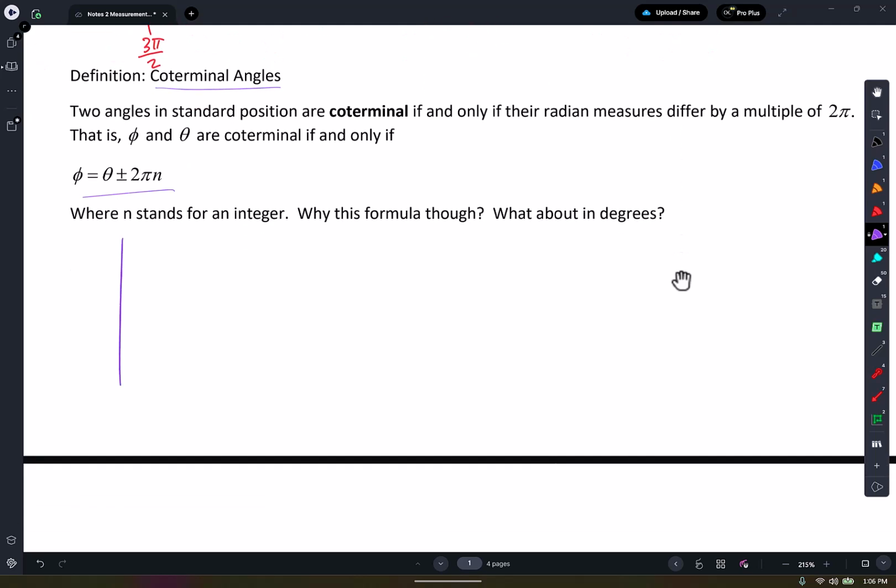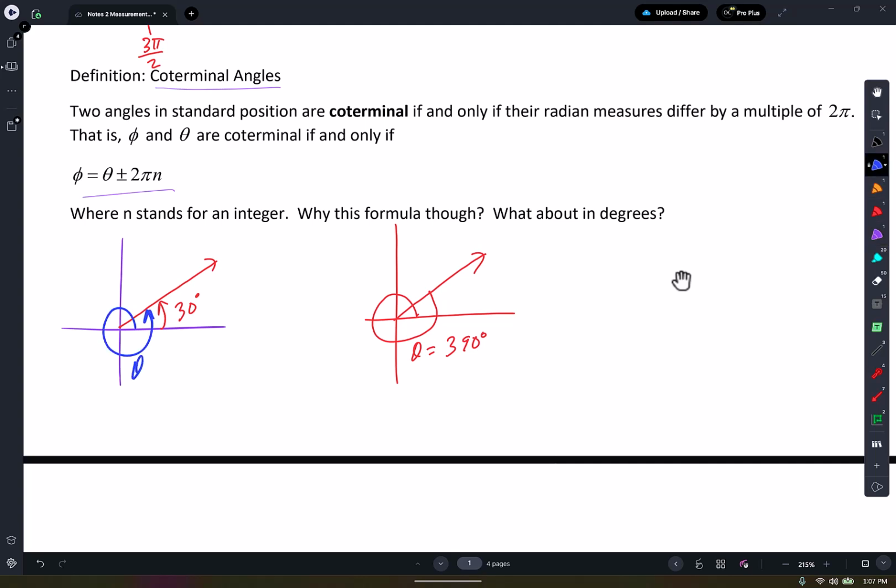If I have this angle here at 30 degrees, and I go a full revolution like this, and I go another 30 degrees out, this angle right there is 390 degrees. Now slow down. This angle here and this angle here are said to be coterminal. Why? Because it's the same ray. Check it out: if I come here and do that same angle, see how it creates that same ray? Those are called coterminal angles.